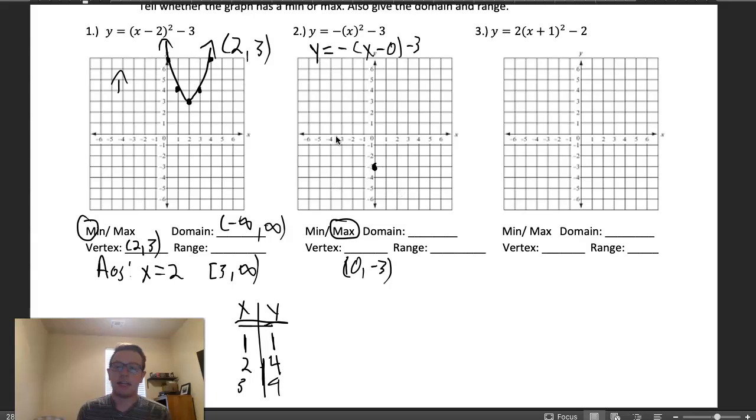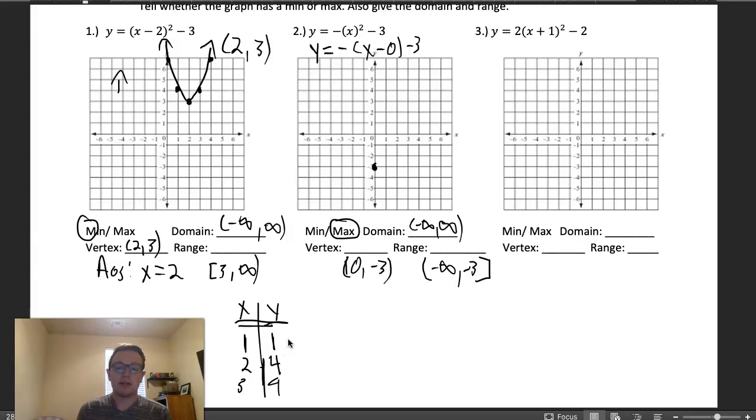As always, our domain for a quadratic is negative infinity to positive infinity. And our range, well, this is opening down, so it's going to start at minus infinity, and it's going to go all the way up to negative 3. So these are our values. Now let's go ahead and look at our graph here.